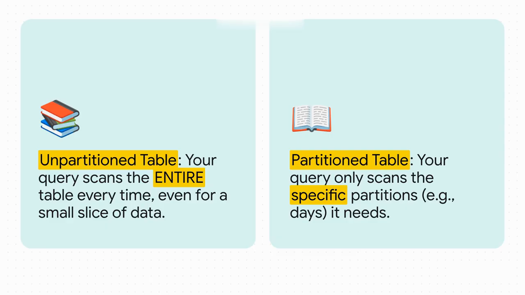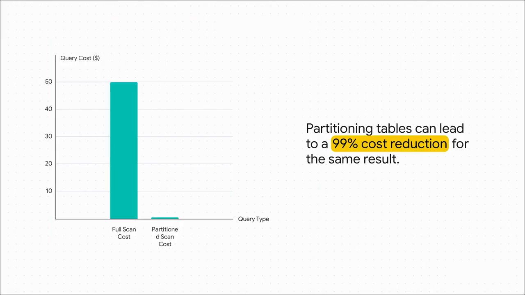century fiction section, 3rd aisle. You go right to it, you only scan the tiny bit you actually need. It's not just cheaper, it's way, way faster too. And the difference this makes in cost is just staggering. Look at this. A query that does a full table scan might cost you $50. That very same query, pointed at a partitioned table to get the exact same result, could cost you 50 cents. That is a 99% cost reduction.